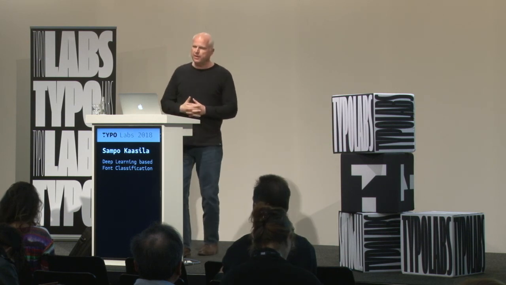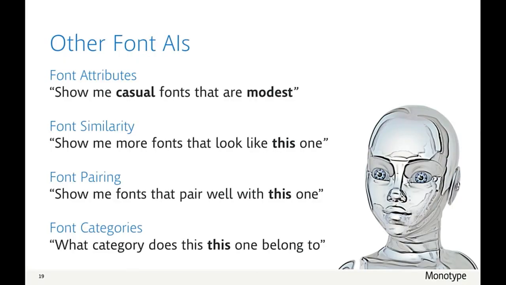Another one we've done is font pairing. So I have a font that I like, and now we can ask the machine to show me fonts that pair well with this one. And the last one is font category, which is simply, what category does this font belong to? There are 17 categories this machine does, and there's humanist, grotesque, and serif styles like Italian old style, French old style, etc. All those basic ones.